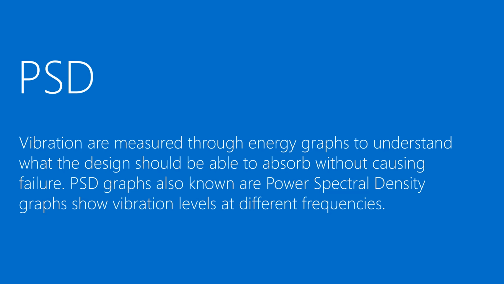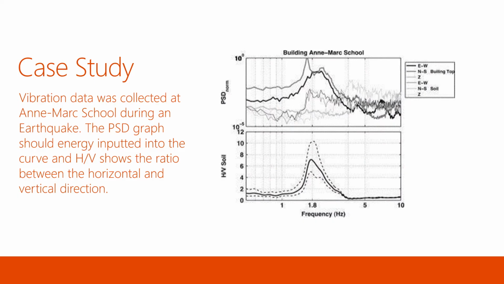In engineering, these vibration events are captured through energy graphs to understand what the design should be able to absorb without causing failure. PSD graphs, also known as power spectral density graphs, are created to visualize vibration levels at different frequencies. In this graph, vibration levels have been isolated in the vertical, longitudinal, and lateral direction. HV, or horizontal to vertical graphs, show a ratio between vibrations felt horizontally and vertically. The PSD graph is showing maximum readings at 1.6 to 1.8 Hz. The area under the curve for the PSD graph represents the total amount of energy being inputted into the building. These levels and the energy represented define the engineering design criteria.